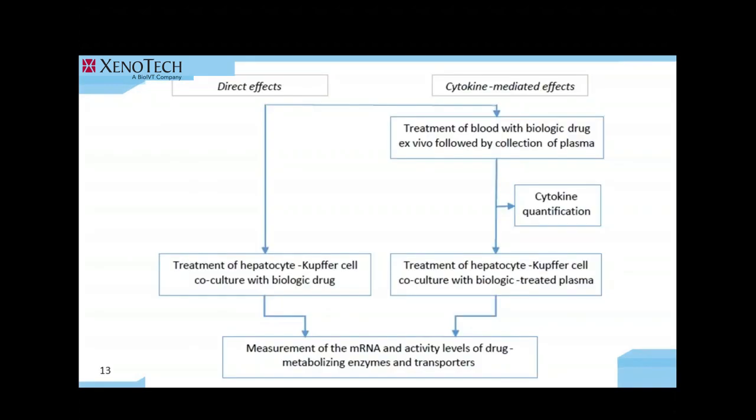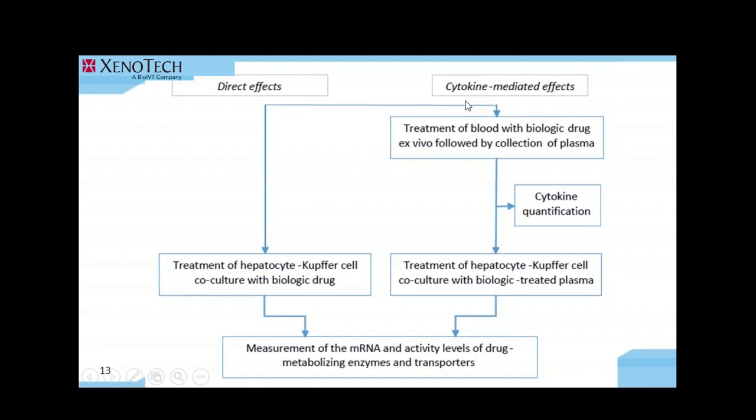Schematically, in our study design, steps to evaluate direct effects are listed here on the left-hand side, and steps to evaluate indirect or cytokine-mediated effects are listed in the right column. Analysis of direct effects is based on treatment of co-culture with the drug and is followed by measuring mRNA and enzyme activity in a way that is analogous to the design of our enzyme induction study.